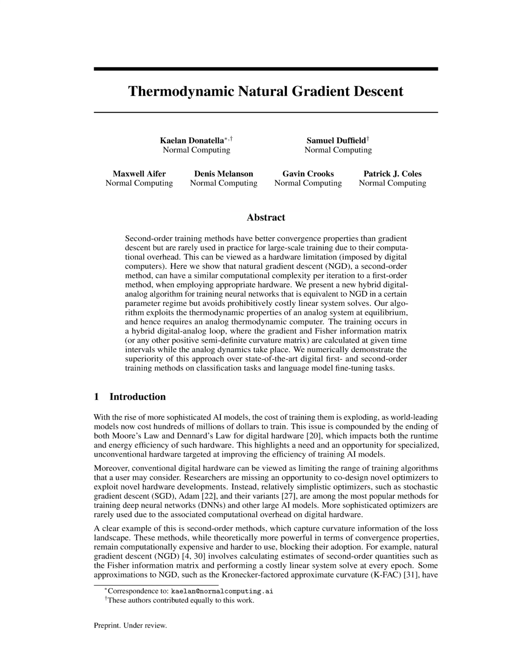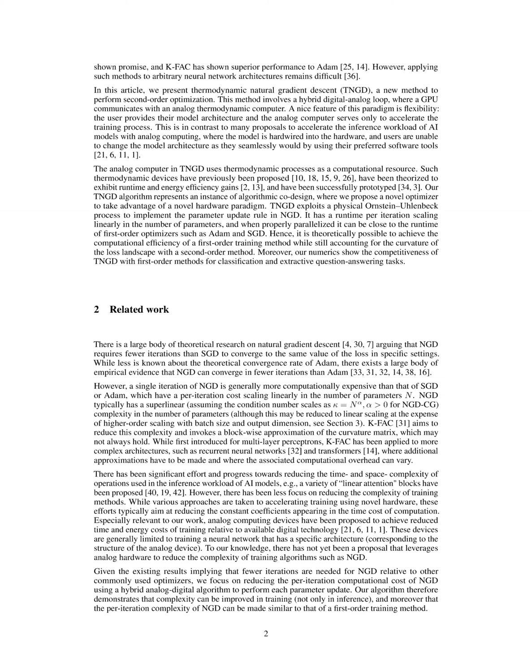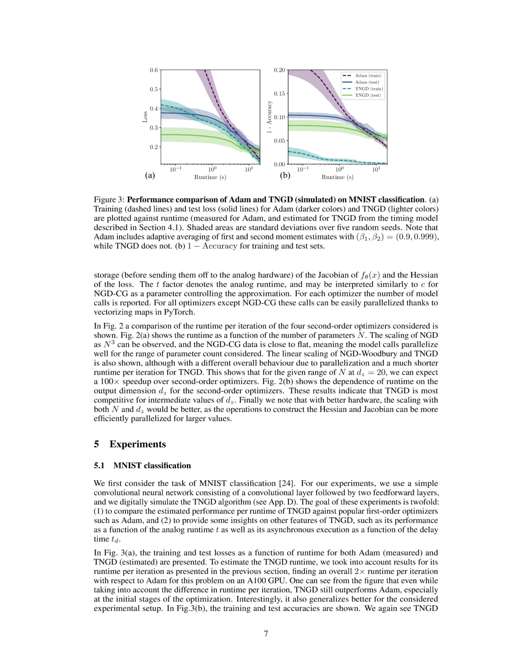What results were achieved with the new TNGD method in practical scenarios, such as classification and question-answering tasks? The new TNGD method achieved superior performance compared to the popular first-order optimizer ADAM in practical scenarios, such as classification and question-answering tasks. In MNIST classification experiments, TNGD outperformed ADAM in terms of training and test losses, showing better generalization and faster convergence.